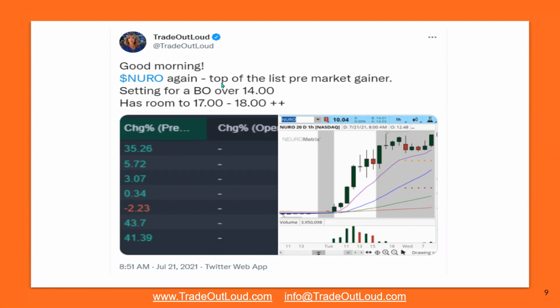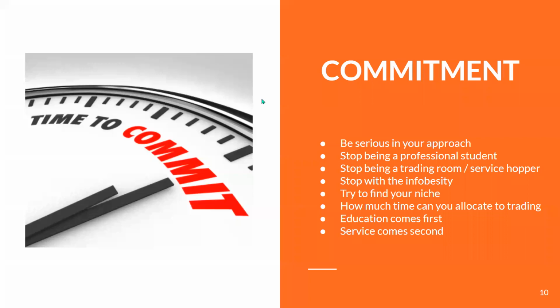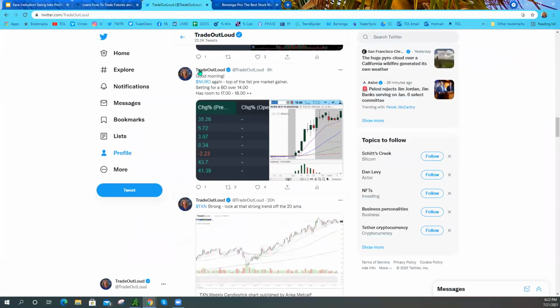And I said, Neuro again, top of the list, pre-market gainer, setting a breakout over $14, has room to go to 17 and 18 and then plus, plus, plus, because 17 and 18 were really strong resistance levels. And if the price breaks above 17 to 18, it would have flown. And this is exactly what happened.